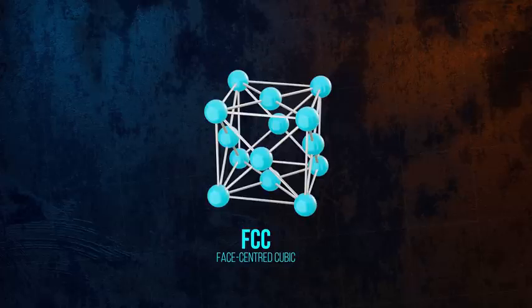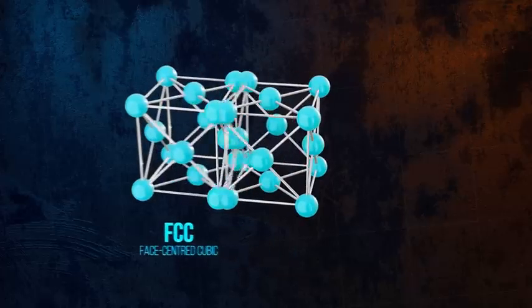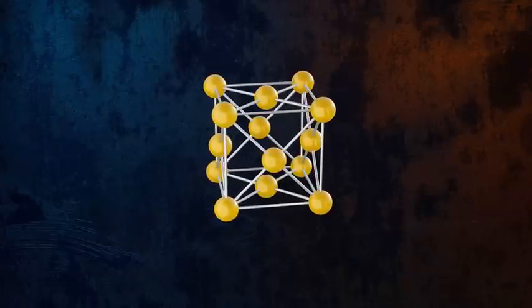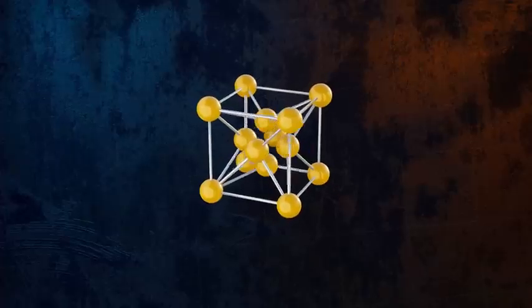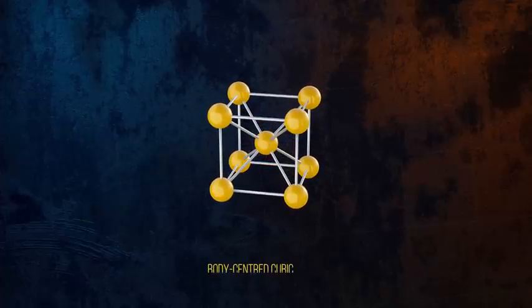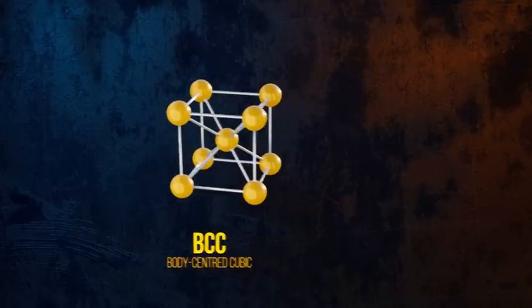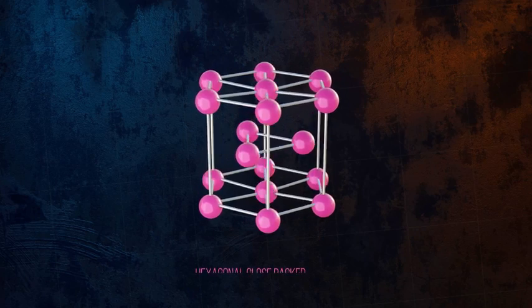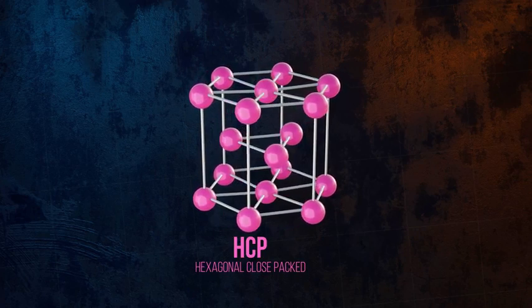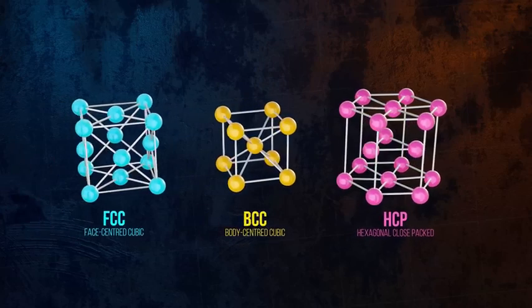But iron atoms prefer to pack together in a structure where the atoms at the center of each face are replaced by a single atom in the middle of the unit cell. This is the body-centered cubic structure, or BCC. And titanium atoms prefer to pack together in what's called the hexagonal close-packed structure. These are the 3 most common crystal structures in metals.